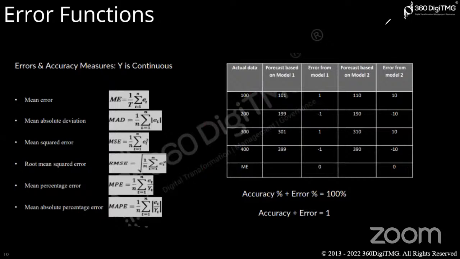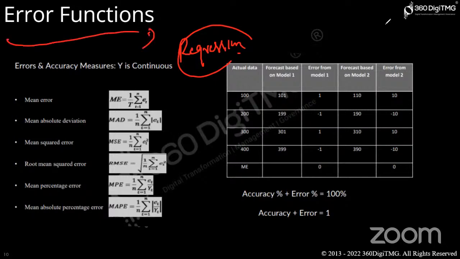This is about the evaluation metrics. Evaluation when it comes to regression. These are also called error functions. We'll be calculating the error of that particular model. In that case, we can call them error functions as well.